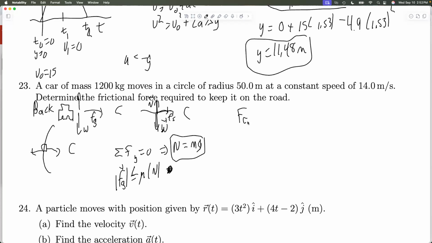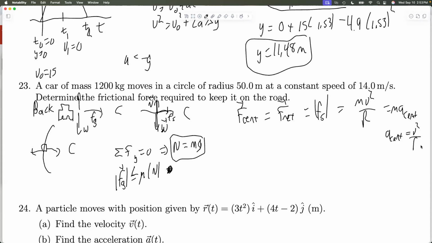The frictional force is required to keep us on this circle. So our centripetal force is the net force. Anytime you're moving in a circle at constant speed, that will always point toward the center of the circle, and it's whatever's left over that didn't cancel. That is our frictional force. And in magnitude, anytime you're doing centripetal motion, mv squared over r. That's just mass times centripetal acceleration. And remember, centripetal acceleration is v squared over r. All right, so this is what we're looking for. Fs will be m v squared over r.